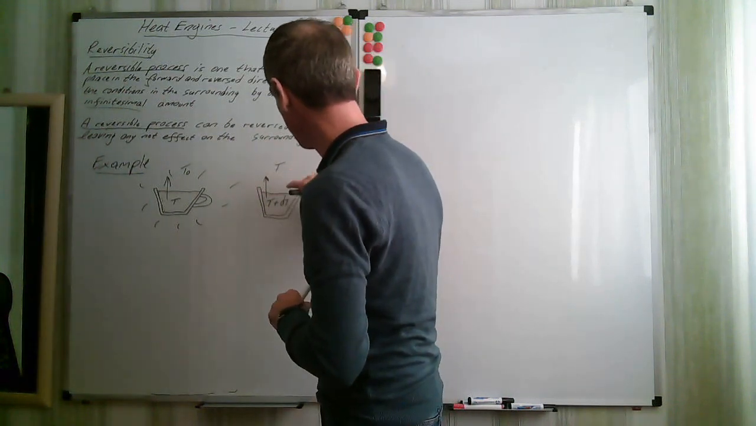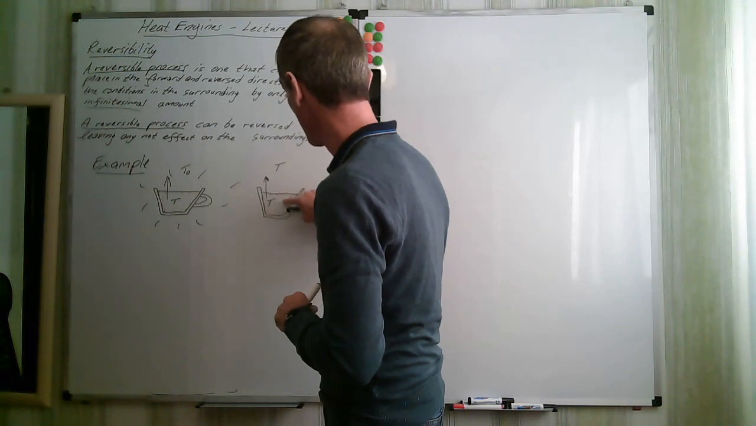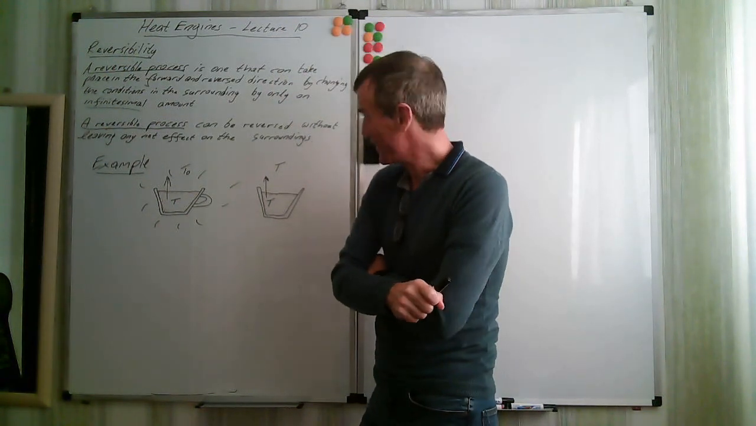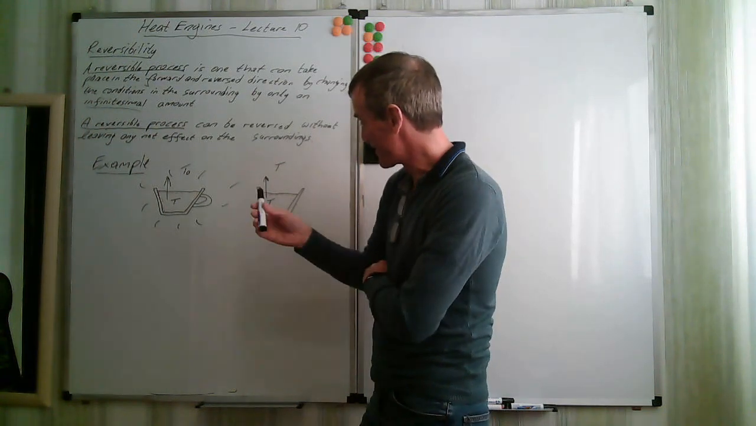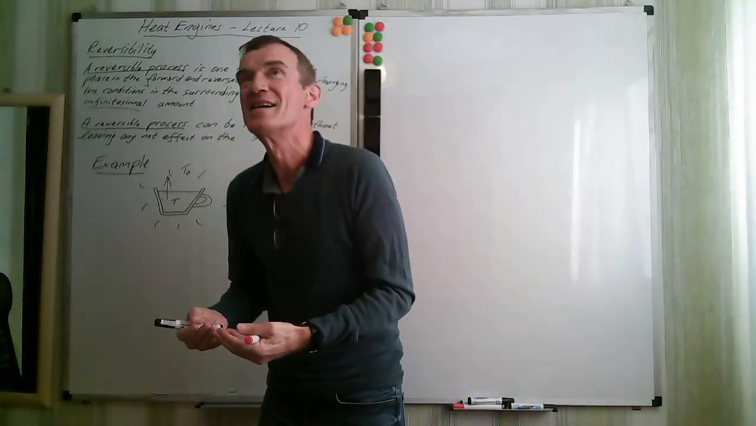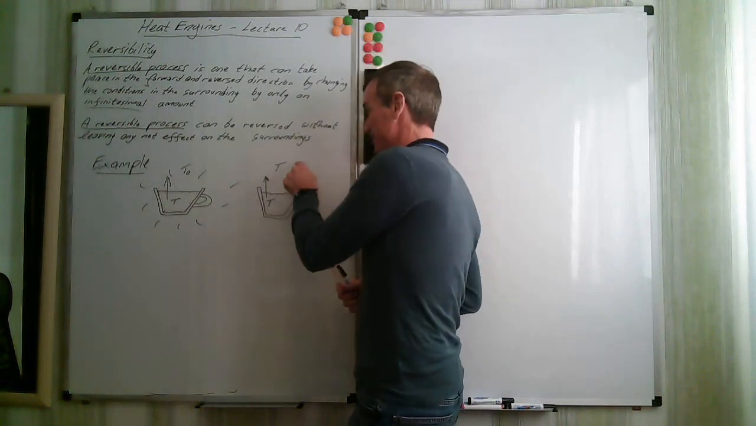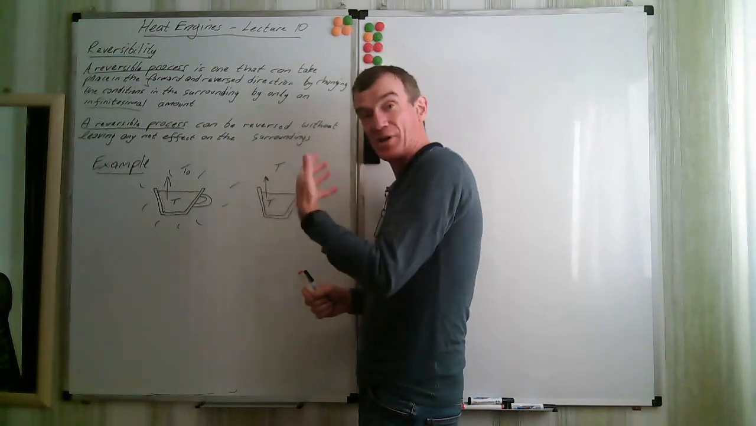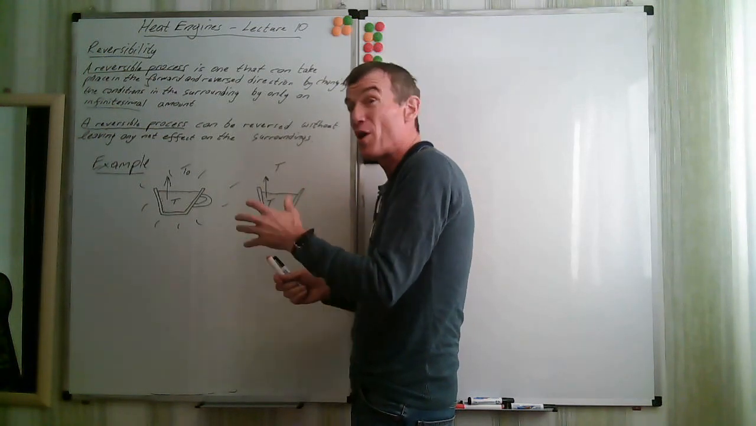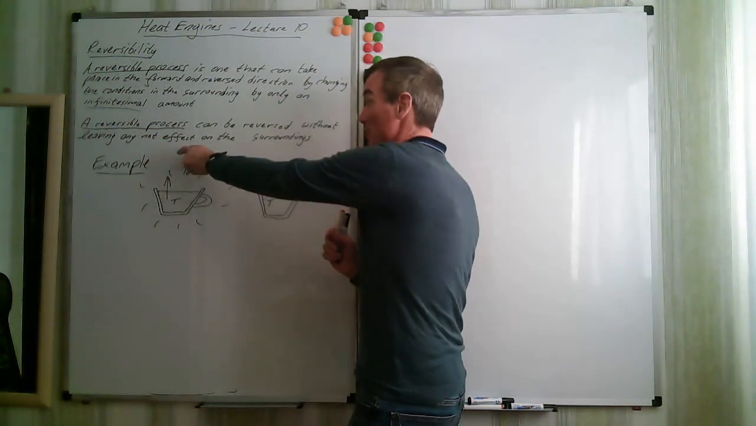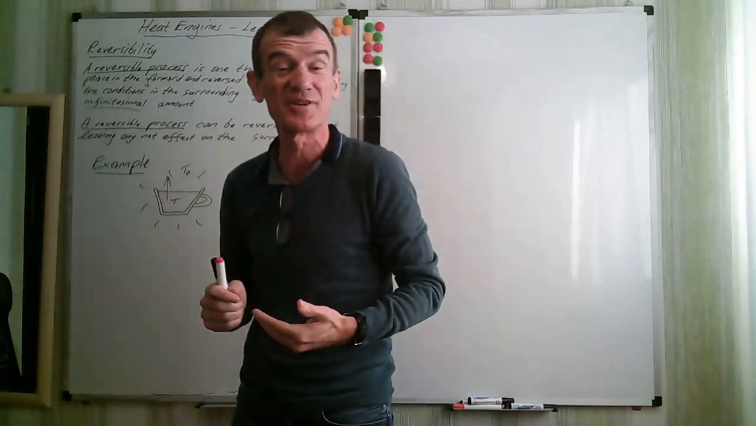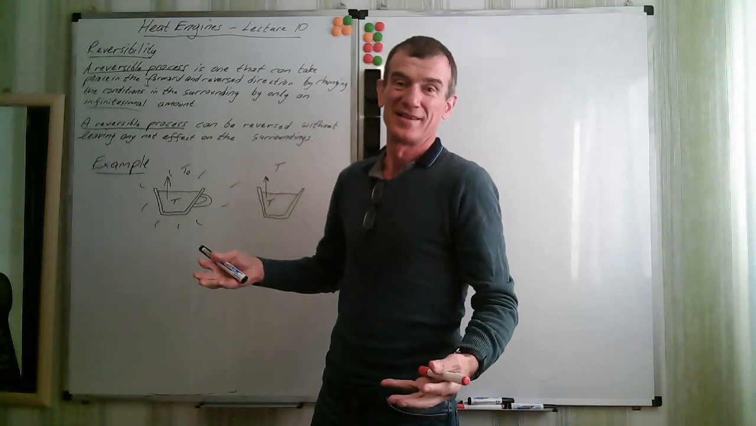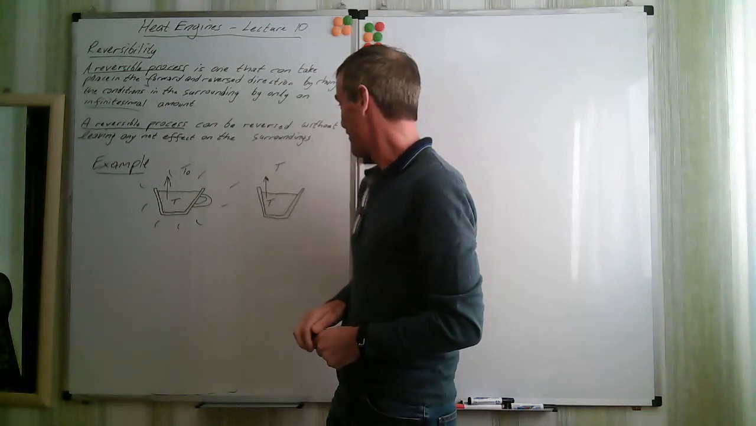The situation is that you've got the same temperature in the surroundings as the temperature in your hot coffee, then of course you can just tweak one and the direction of heat will change. It reverses with no net effect on the surroundings, no change in the surroundings at all.